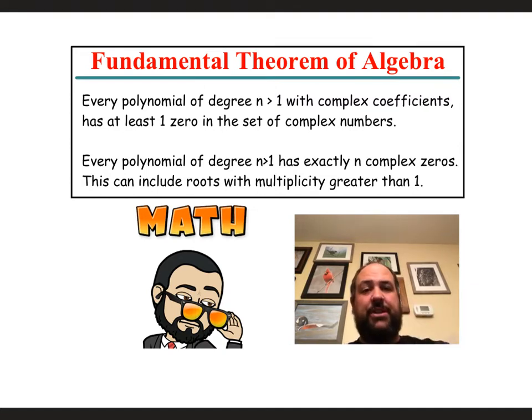And it's important to note, this can include roots with multiplicity greater than 1. We'll talk about multiplicity today and what that means, but essentially we're saying if I know the degree of the polynomial, there should be that number of solutions or zeros or roots to the function. And it's always going to be including multiplicity, meaning maybe the same number occurs more than once.